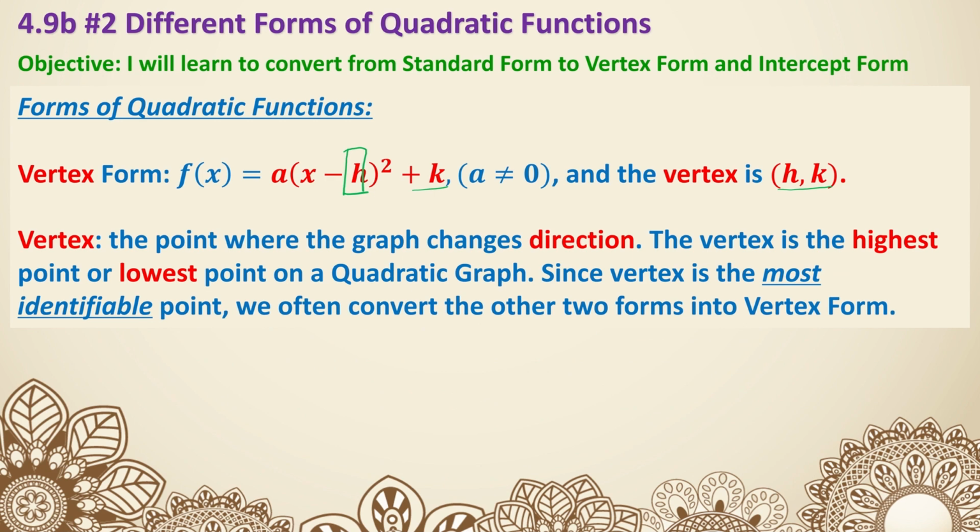The vertex is either the highest point or the lowest point on a quadratic graph. Even though we haven't learned more about the graph, at least you should know the graph for a quadratic function is called a parabola, and looks like that, or this. So it's either the highest point or the lowest point, that is the vertex. Since the vertex is the most identifiable point, we often convert the other two forms into vertex form.